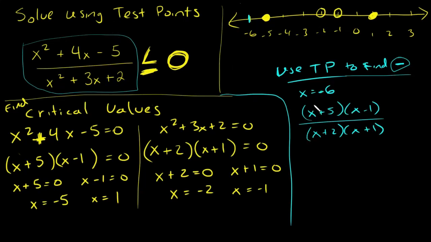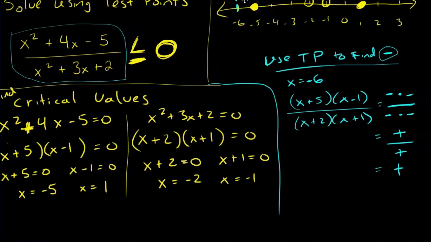The reason it's easier to look at it like this is that now I can easily tell what's positive and what's negative. I don't need to calculate everything. I just plug in -6 and determine if it's a positive or negative number. So x plus 5, when you plug in -6, is -1, a negative number. Then it's multiplied by x minus 1, which at -6 is -7, also negative. Divided by -6 plus 2, still negative, and -6 plus 1, still negative. Negative times negative is a positive, and negative times negative is a positive. Positive divided by positive is a positive. So down here we are going to be positive.